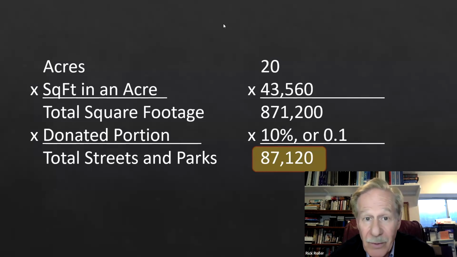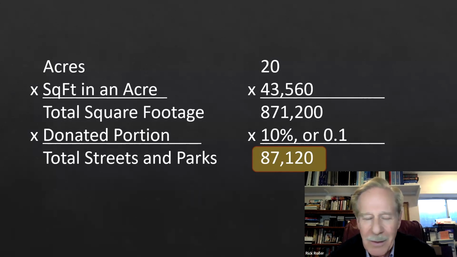So total square footage times 20, big number, 871,200. 10% of that is the donated portion, or 87,120. Okay. Don't let these whip you. I mean, just take it one step at a time. Most all the math problems you ever encounter will be a two-stepper. There won't be a one-step math problem.